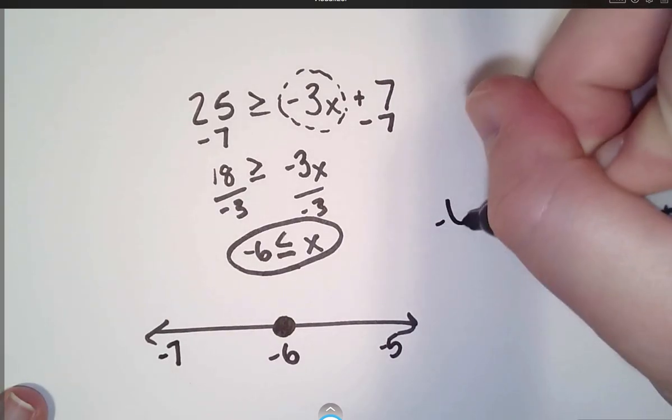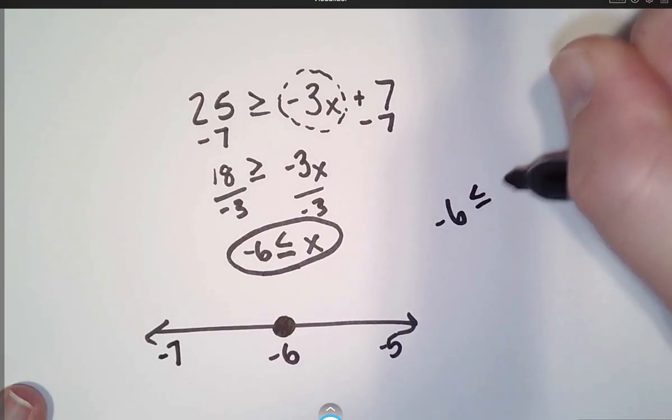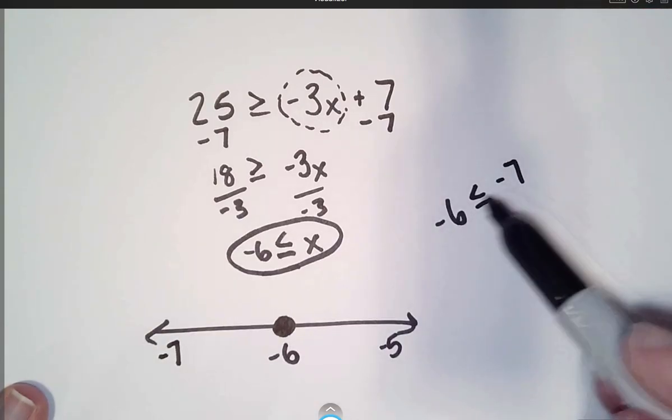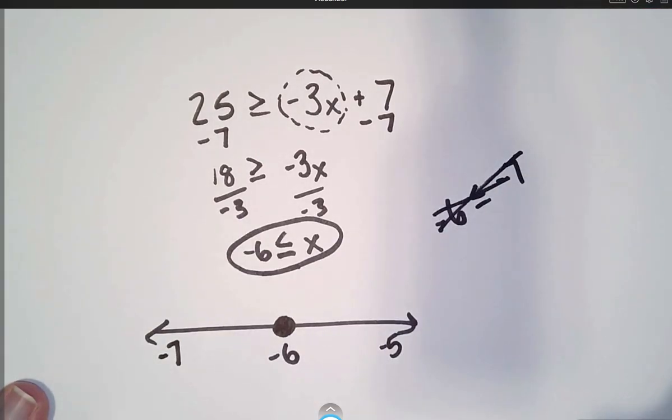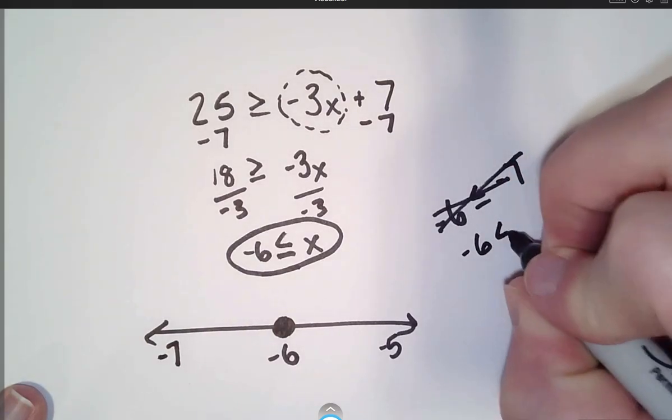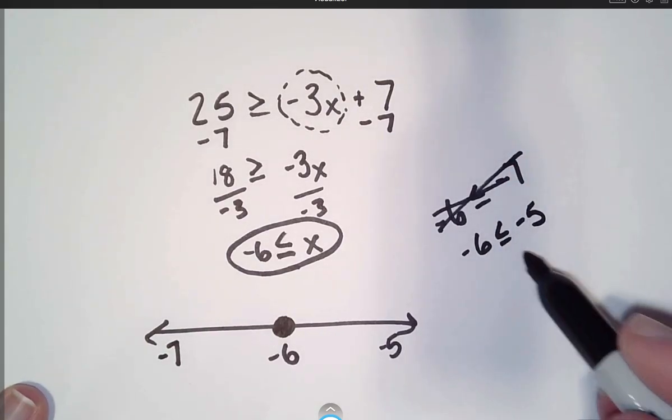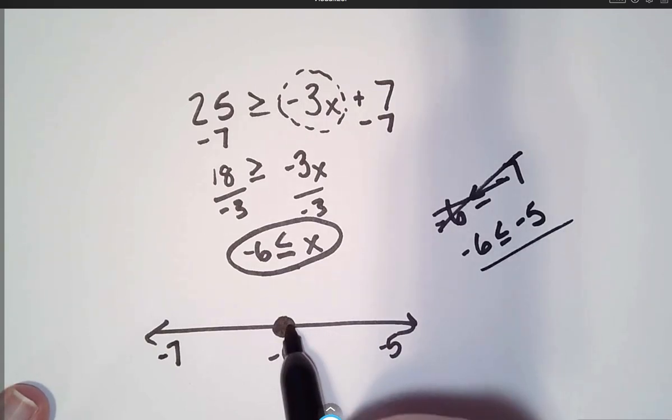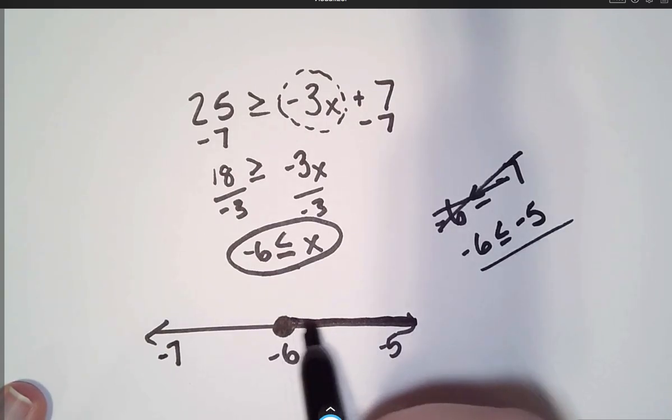Plug them in. -6 is less than or equal to -7. Not true. -6 is less negative, so it's greater than. -6 is less than or equal to -5. That is definitely true, so it needs to go towards my -5.